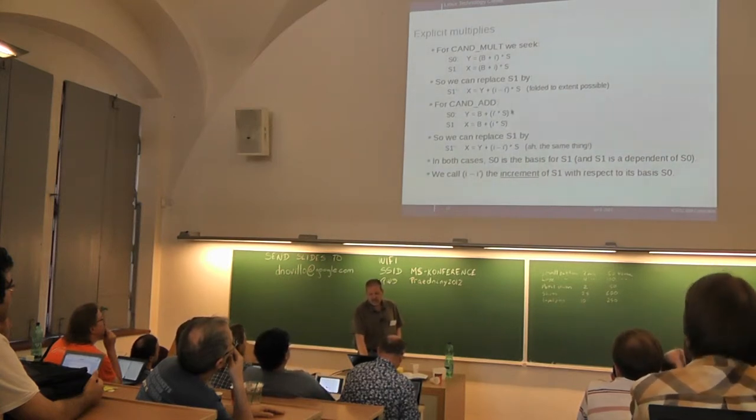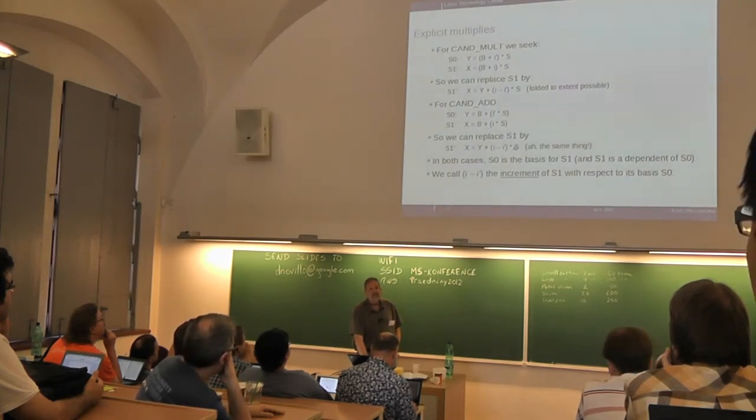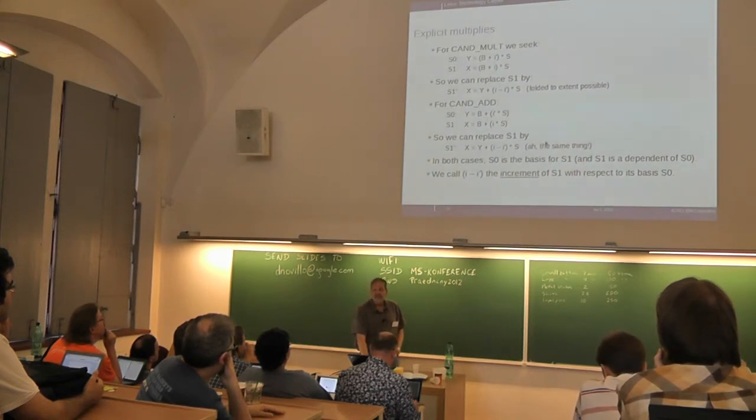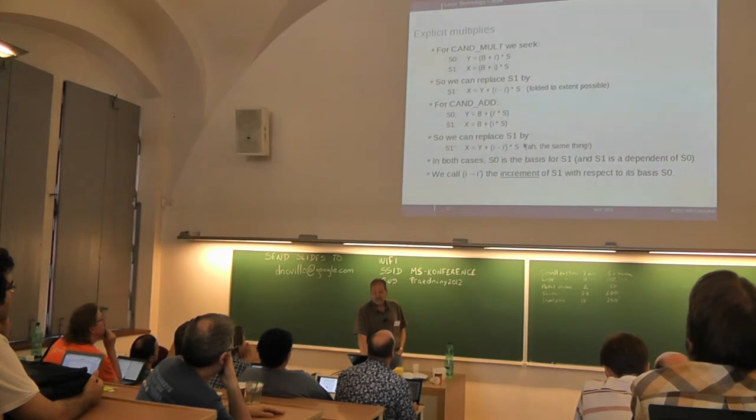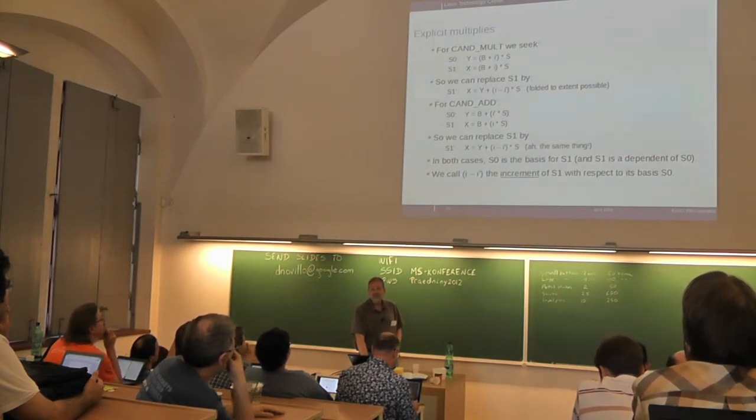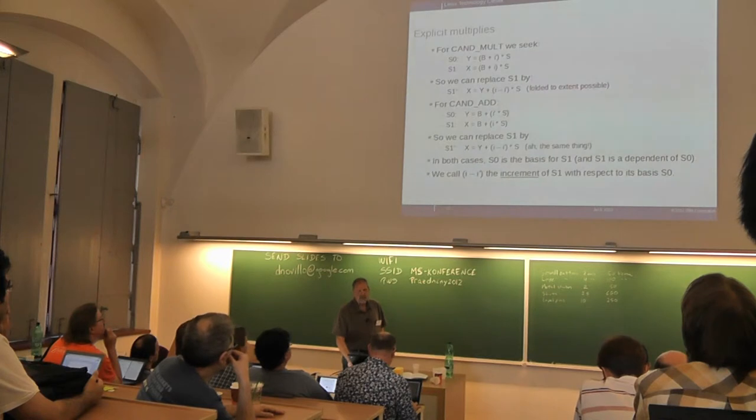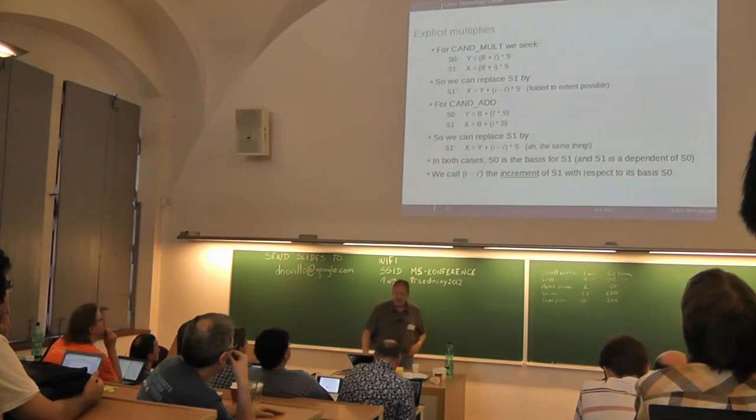And then again, CAN_ADD is just the opposite, it looks very much the same, except that the parentheses are in a different place. And it turns out that when we look at that candidate, the same exact replacement is what we're looking for. Once again, if you do the algebra, we're looking to replace it by Y plus (I minus I prime) times X. So regardless of which kind of candidate we have, we can do the same maneuver. It's just that the candidate and the basis both have to be of the same kind. They both have to be mults or they both have to be adds. And the term I'm going to use for this I minus I prime is the increment with respect to the basis.